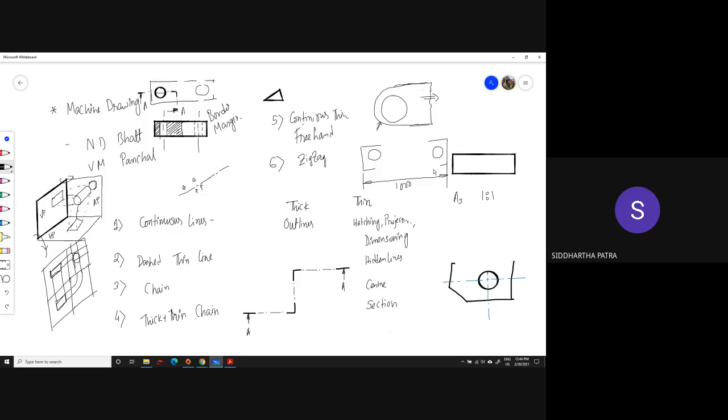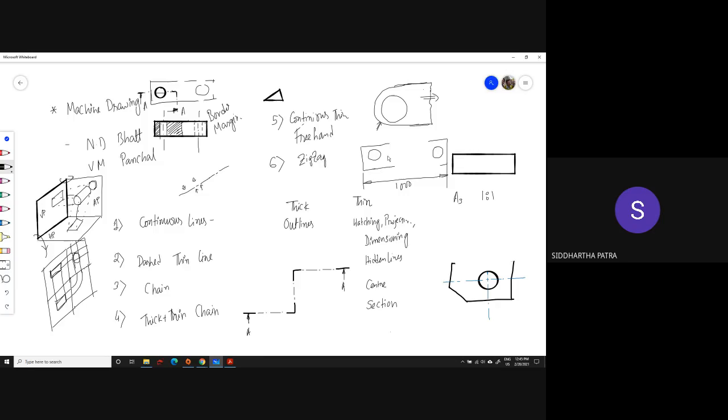But then you are also not supposed to draw the entire object. You can only focus on the part that you are interested in, okay. So although I'm showing a dimension of 1000, I'm not actually drawing 1000. Probably the portion or the space that I'm using to draw this component is about 300 millimeters, which I can accommodate in my A3 sheet, okay.